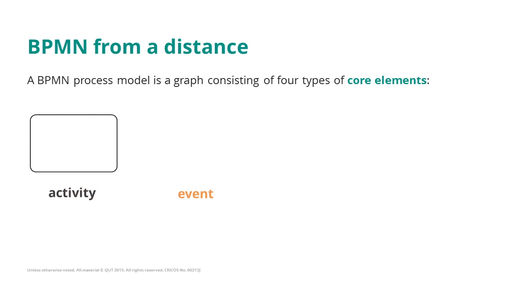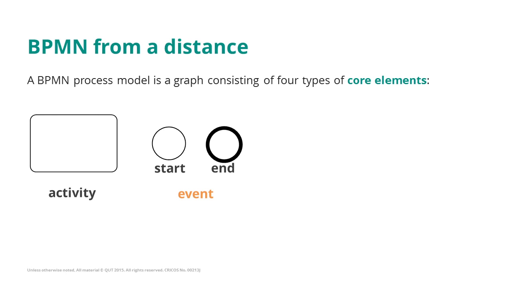Then we have the event, represented by a circle, and we have two types of events. We have the start event, a circle with a thin border, and the end event, a circle with a thick border. Events are something that happen instantaneously in the execution of the process, like the receipt of a purchase order or the sending of an invoice.